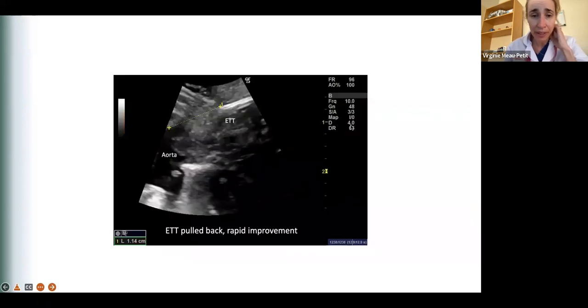So we just pulled back the ET tube by 0.5 centimeters. We did that a bit later and checked. You have here a better image of the aorta, the upper border, and we measured the distance to the ET tube, which is 1 centimeter. And the baby immediately improved, and we didn't need to do an X-ray just for that day.